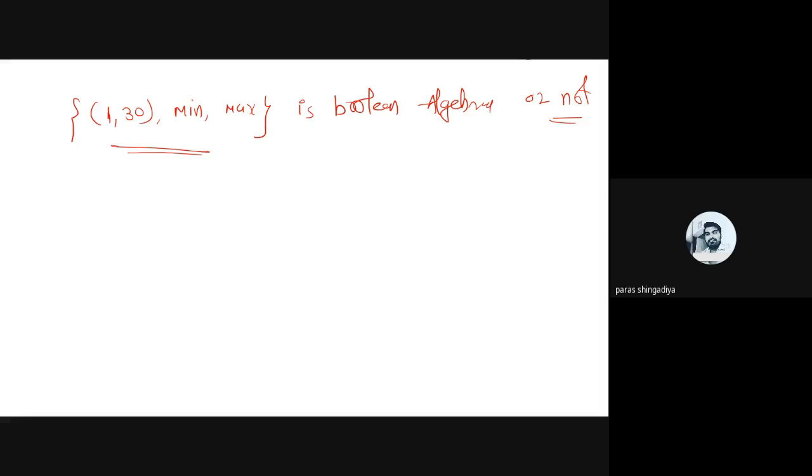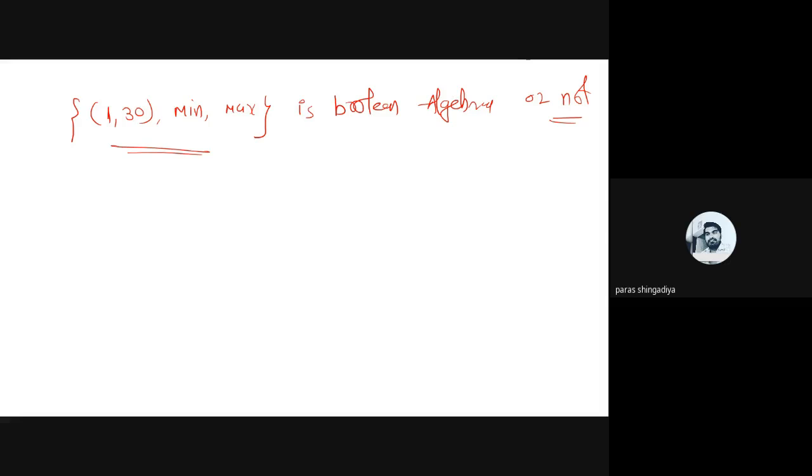Hello, am I audible? Okay. So just try it. Okay, can we check whether it is a Boolean algebra or not? Meaning, can we say it is a Boolean algebra or not?